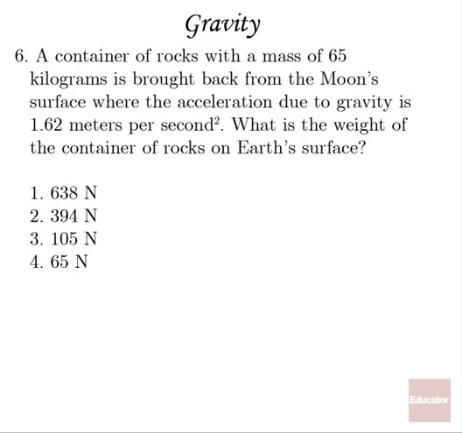Number 6. A container of rocks with a mass of 65 kilograms is brought back from the moon's surface where the acceleration due to gravity is 1.62 meters per second squared. What is the weight of the container of rocks on Earth's surface?